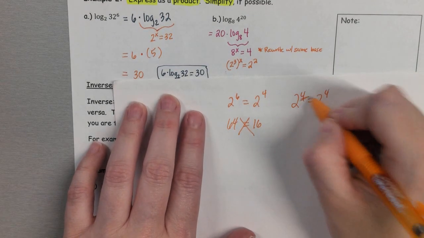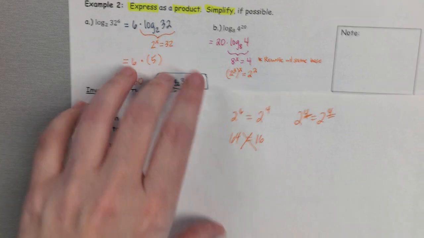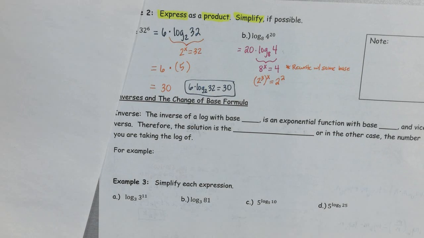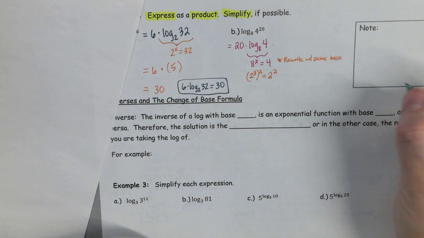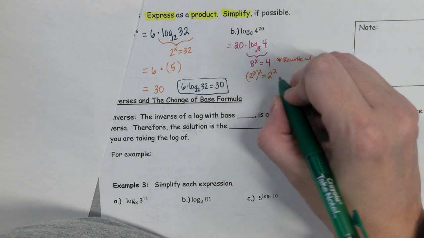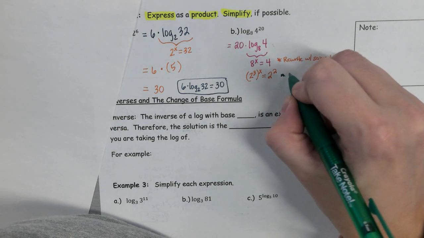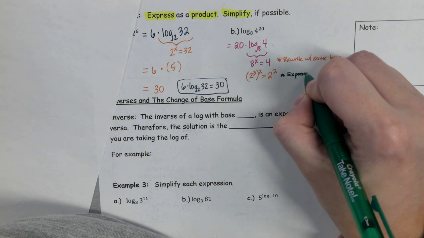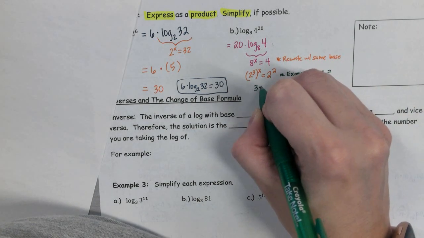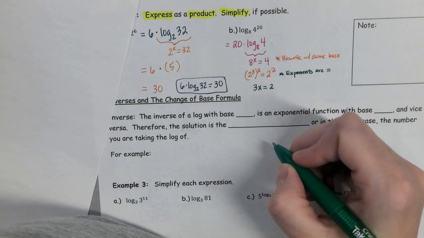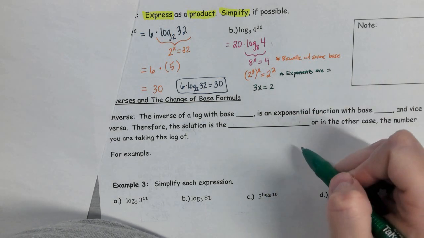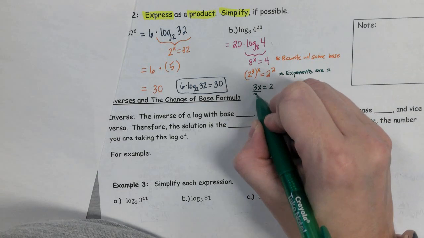Yeah, so the exponents have to be what? The same. So if the exponents have to be the same, what you can do is take the exponents and do what with them? What can I do? No, if the bases are the same, what else has to be the same? Yeah, the exponents have to be the same. So the exponents are equal. So we're going to set them equal to each other. 3x equals 2, and then we're just going to solve for x. So if the bases are the same, the exponents have to be the same. So we can set them equal to each other and then solve.